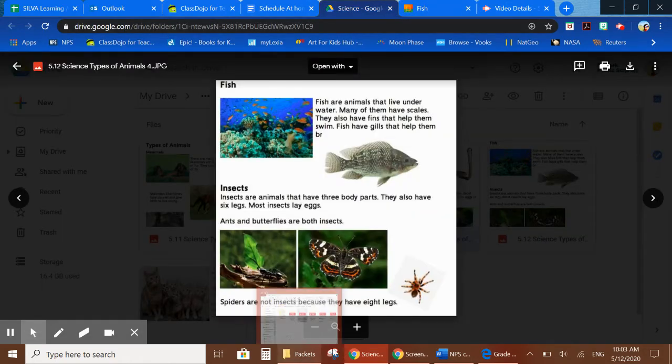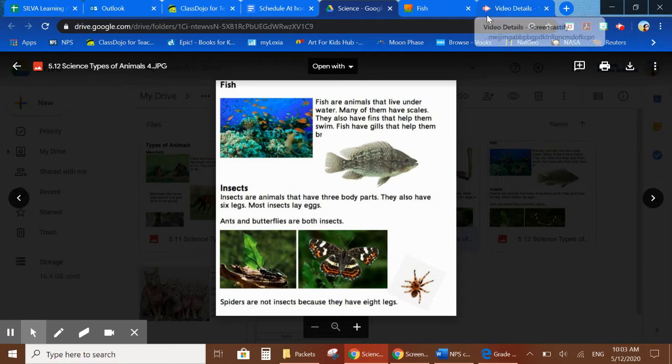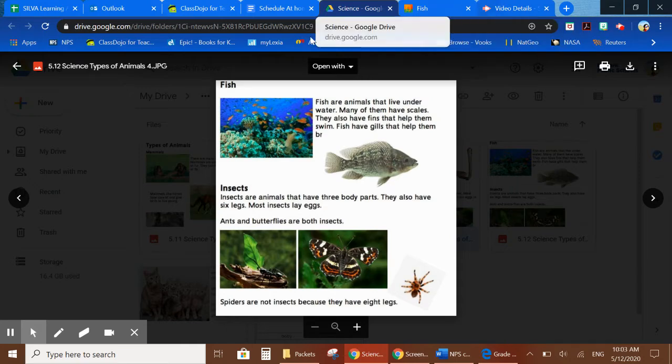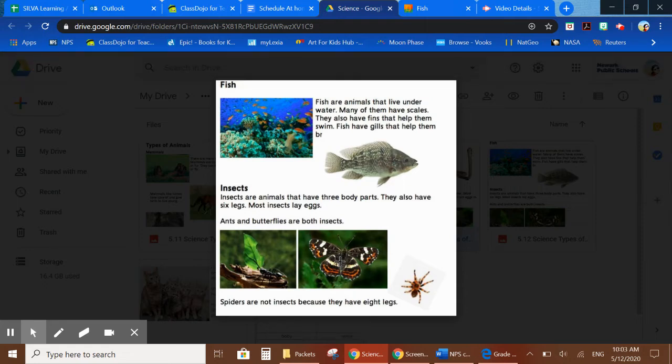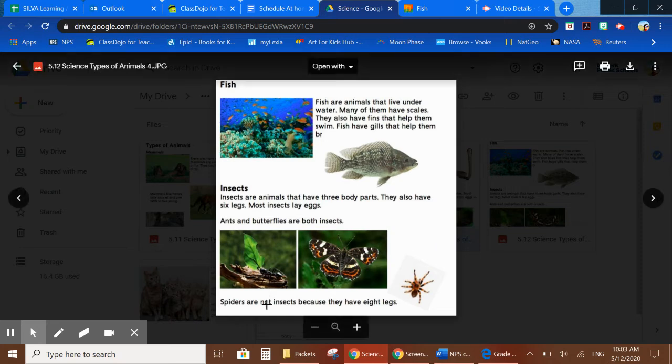And when you're done, oh, there's one more. We're going to do insects. So we have to do 4 different types, right? Reptiles, amphibians, fish, and insects. Draw a picture of an insect and label it. So if you were to draw a butterfly, you would write insects, draw the picture of the butterfly, and then you draw a line next to it and say butterfly. Remember, spiders are not insects because they have 8 legs.